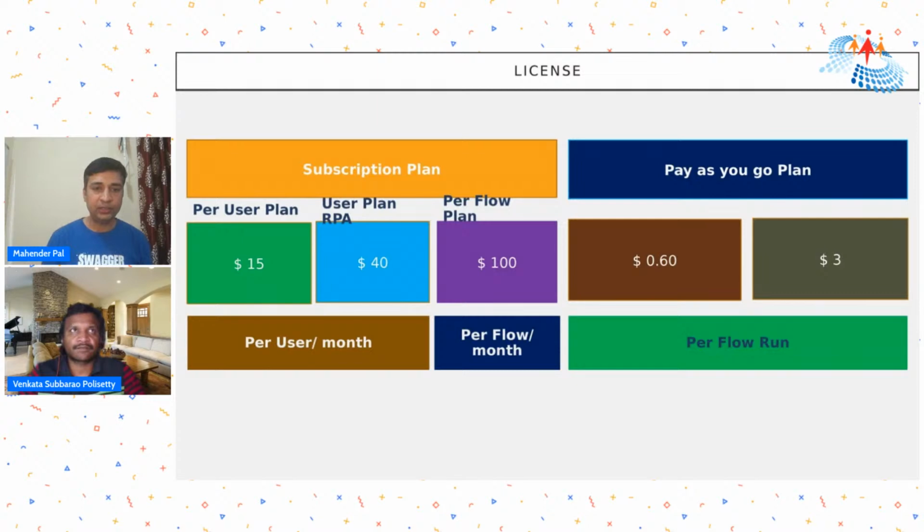All these categories come under the subscription plan, which you pay monthly. The other category is pay as you go. Based on your Azure subscription, you can utilize these. The first option costs 60 cents, and this covers both the base category as well as the RPA. The other one is the per flow plan, which is $3 that you need to pay. So these are the two main categories.